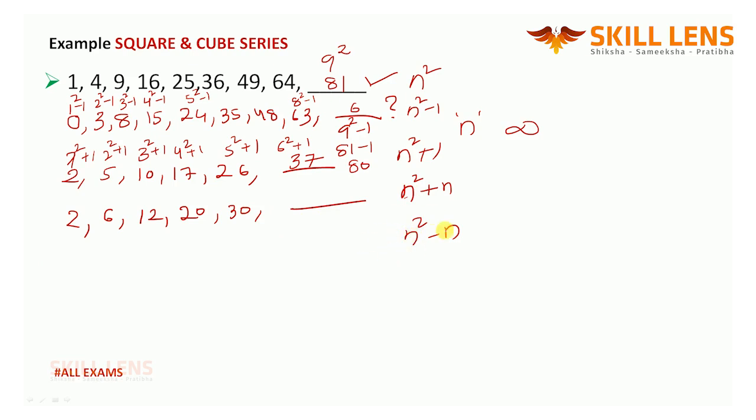How about this? You can create questions with n square minus n: 1 square minus 1, 0; 2 square minus 2, 2, because 4 minus 2; 3 square is 9, minus 3 is 6; 4 square is 16, minus 4 is 12; 5 square, 25 minus 5 is going to be 20. This is how you can answer your questions.